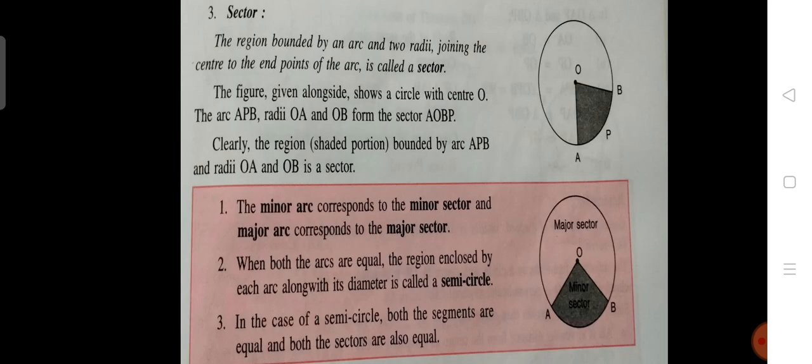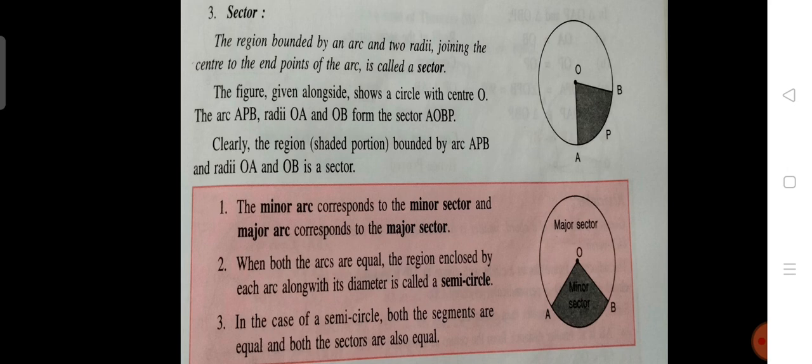Next is the sector. What is the sector of a circle? The region bounded by an arc and two radii joining the center to the end points of the arc is called a sector. Look at that figure. O is the center of the circle. APB is the arc, and OA and OB are the radii.